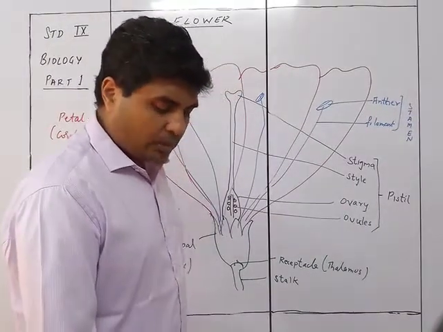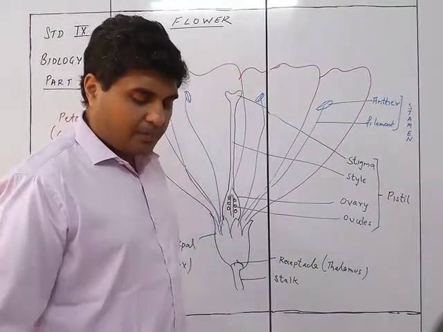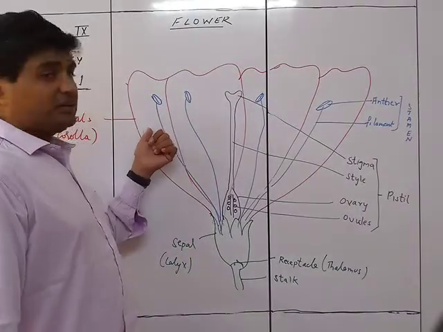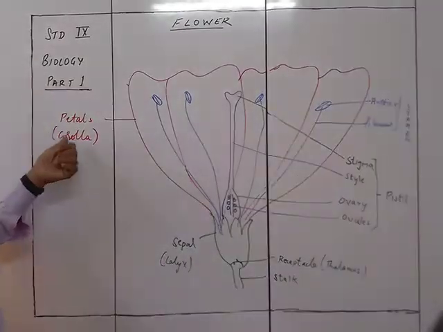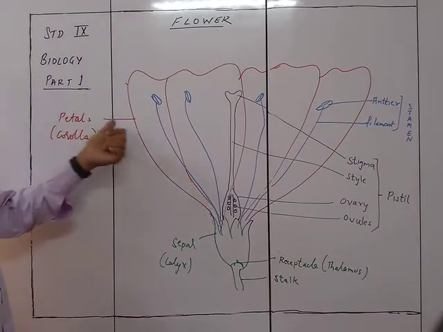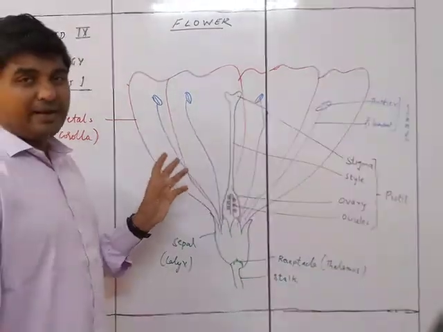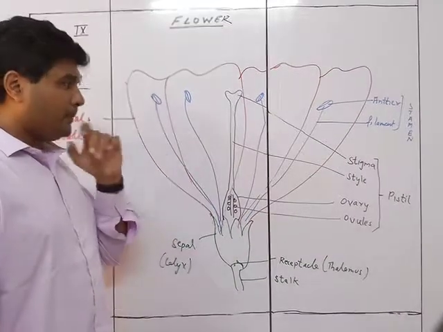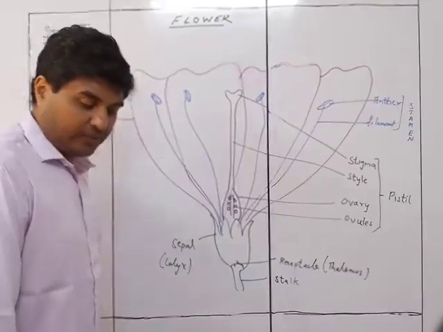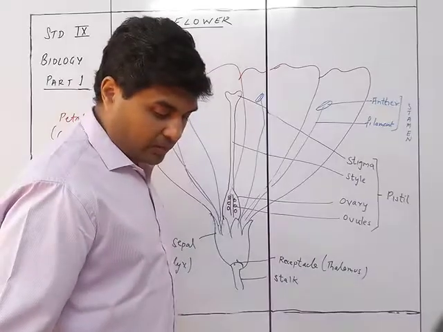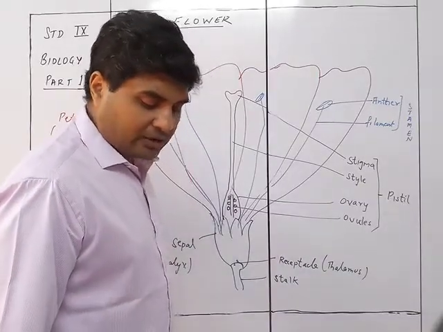The next is the second whorl, large brightly colored petals, collectively called as corolla. So petals are collectively called as corolla. They are large, brightly colored, so very prominently seen. So these are the second whorl.